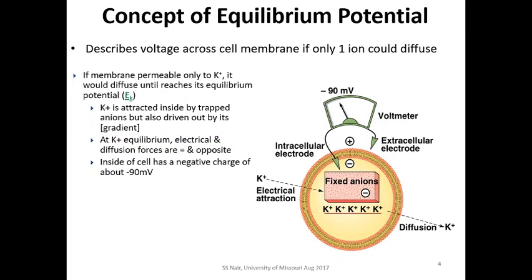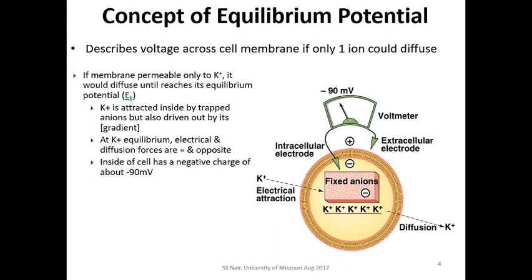And that's what the text on the slide says. If membrane permeable only to potassium, it would diffuse until its equilibrium potential. That's denoted by EK. K stands for potassium there. That is reached. K plus is attracted inside by trapped anions but also driven out by its gradient. At equilibrium, electrical and diffusion forces are equal and opposite. And that's what we will be talking about in the rest of the slides. So don't worry about that. We'll be talking about that next.